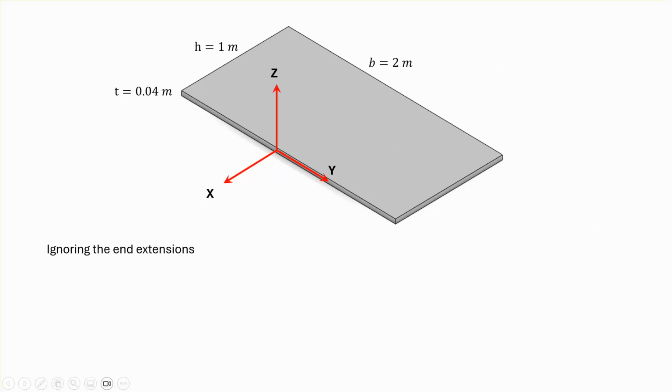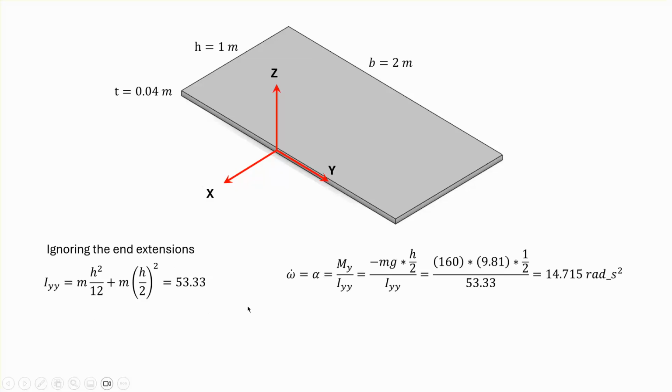Now, this can be done analytically. That's why it appears in most dynamics textbooks. So if I ignore the ends of this plate, then we have basically a block, and the mass moment of inertia about the y-axis can be found by the parallel axis theorem to be, based on the information that's given, 53.33 kilogram meter squared.